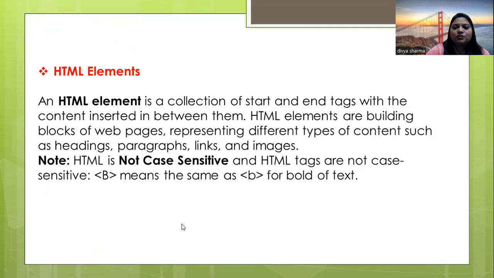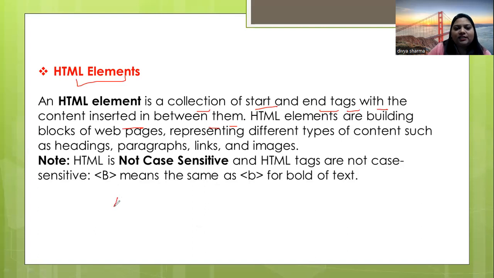Come to the next topic. What are HTML elements? HTML elements are a collection of three things. You have to keep in mind that an HTML element is a collection of three things. The first one is the starting tag, the second one is the ending tag, and the content which you are going to write in between the starting as well as the ending tag. So it's a collection of start and end tag with the content inserted in between them.